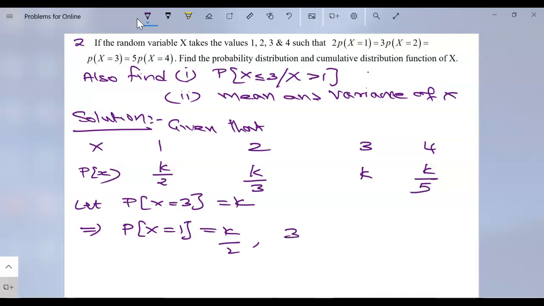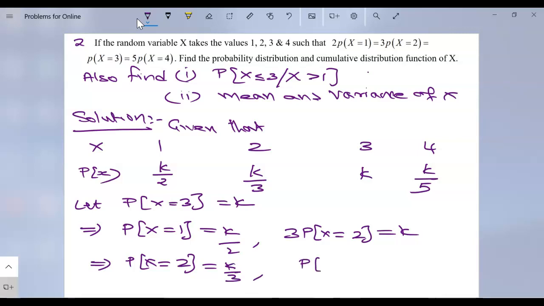How did I get it? So I'll write here 3 times probability of x equal to 2 is equal to k. So that implies, probability of x equal to 2 is equal to k by 3. Let me write this properly, k by 3. And probability of x equal to 4, I'm writing it directly, k by 5. The explanation, if you want to see it, is similar to the previous information.